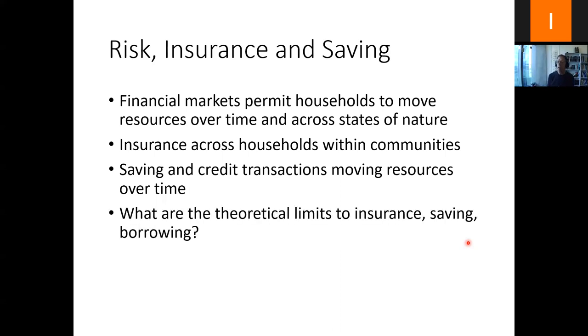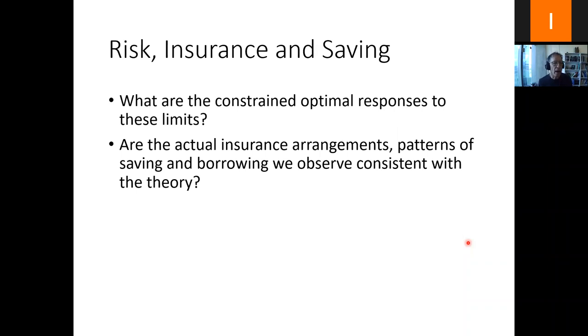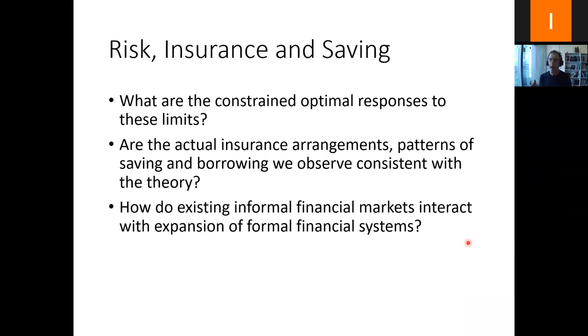What we want to talk about today are what are the theoretical limits to insurance and saving and borrowing? And what are the constrained optimal responses to these limits? So what limits our ability to deal with risk through these financial transactions? And what are the constrained optimal responses to those limits? And are the actual insurance arrangements and patterns of savings and borrowing, are the actual transactions we observe consistent with this theory? And how do existing informal financial markets interact with the expansion of formal financial systems? So these are the questions that we're going to try to deal with starting today.